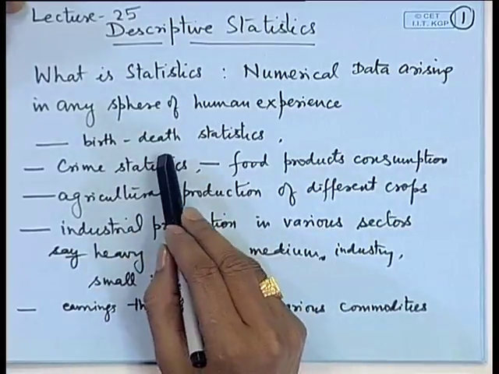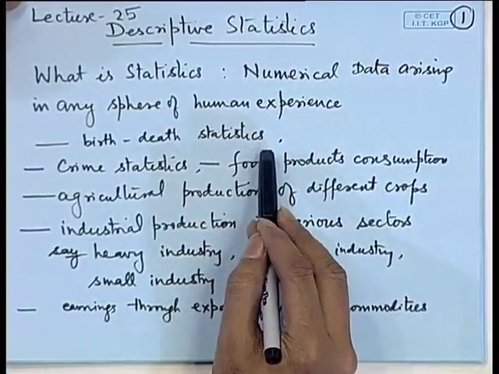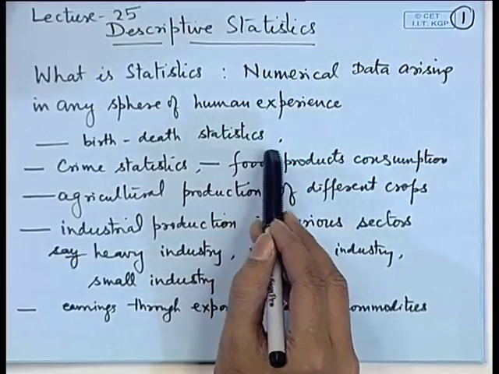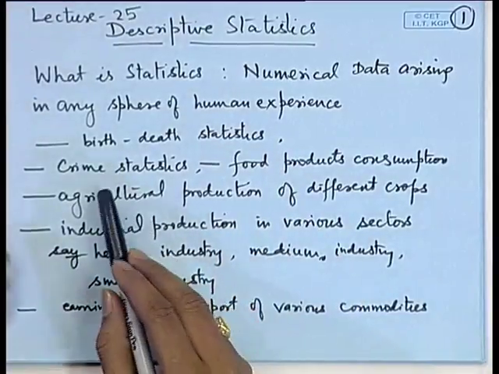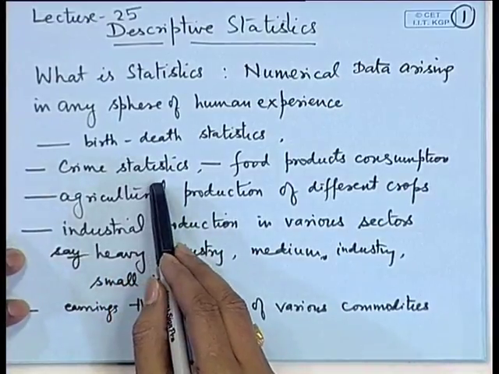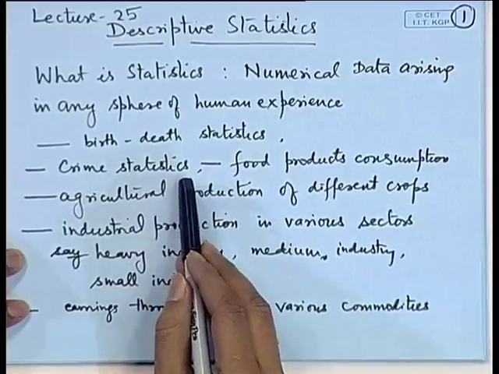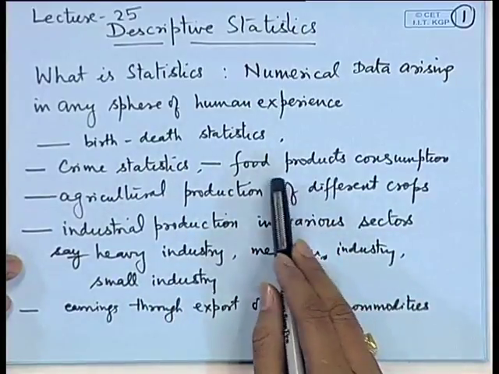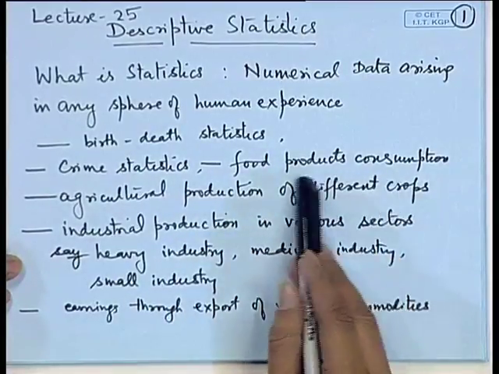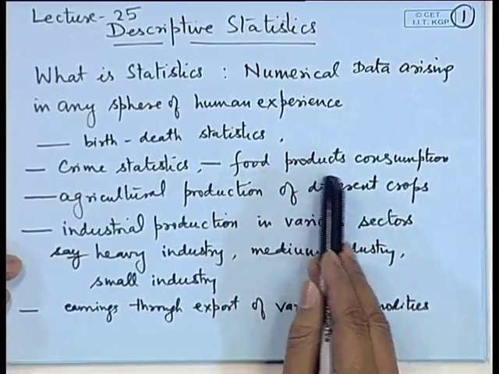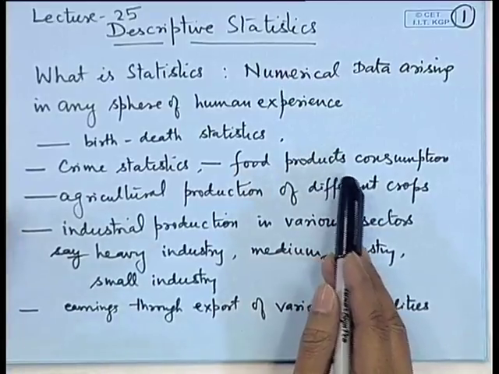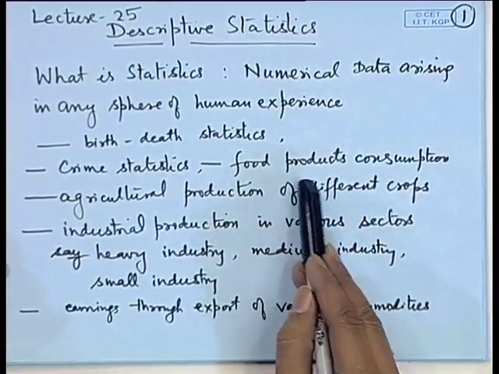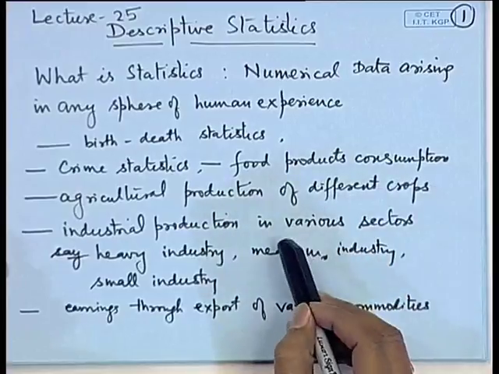For example, the records of birth and death are kept in every municipality or village or town office. So, this data represents birth and death statistics. Every state or town or police station keeps the record of crime statistics, that is the number of crimes committed under various categories during a given period. A certain market may keep a record of the consumption of food products of various types. For example, what is the market for, say, South Indian dishes, what is the market for consumption of, say, Chinese dishes. So, the data on that comes under food products consumption.